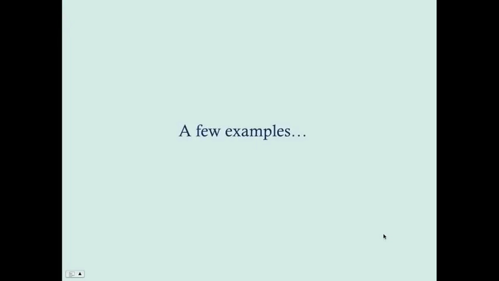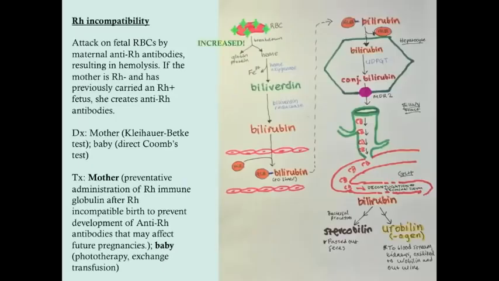Okay, so here are a few examples to sort of nail down this pathophysiology. Rh incompatibility, we'll go into this in more detail in the indirect hyperbilirubinemia section, but this is an attack on fetal red blood cells by maternal anti-Rh antibodies, typically anti-D antibodies, which is the major antibody that causes problems with Rh incompatibility. There are some minor ones, but for the USMLE, be aware of the anti-D. That's usually what they're referring to when they're referring to Rh incompatibility.